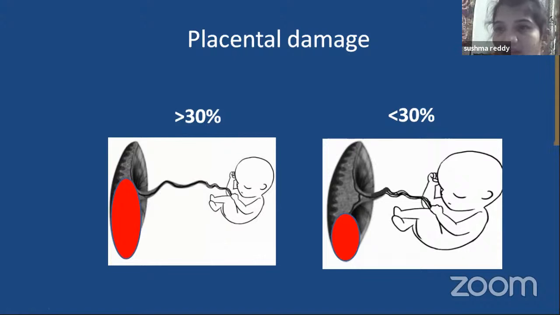That's why the Fetal Medicine Foundation and the Society of Fetal Medicine in India recommend that at least 2 growth scans should be done in the third trimester, one at 32 weeks to diagnose early onset fetal growth restriction and one at about 36 to 37 weeks to diagnose late onset fetal growth restriction.